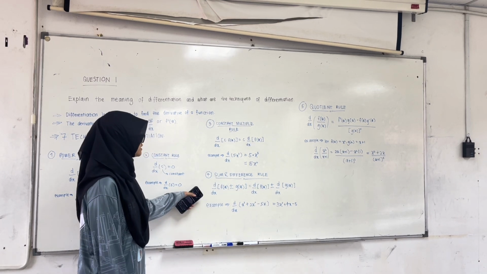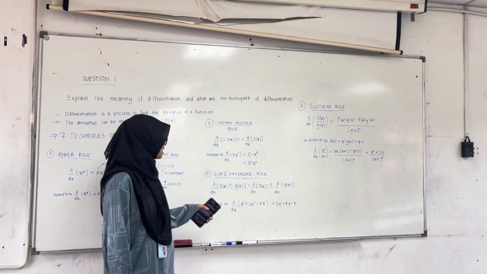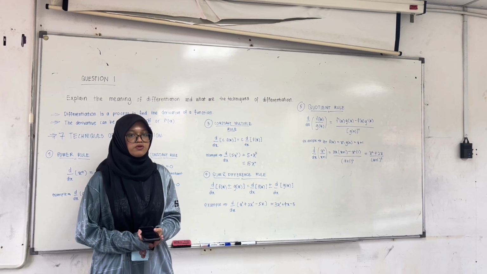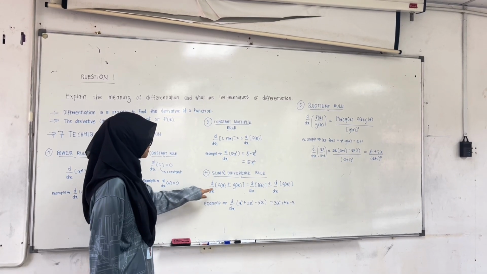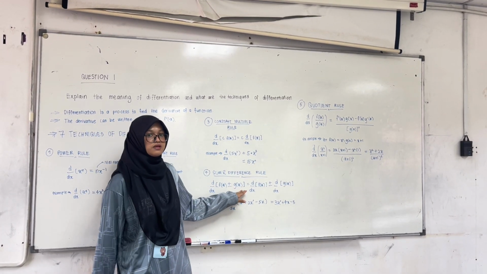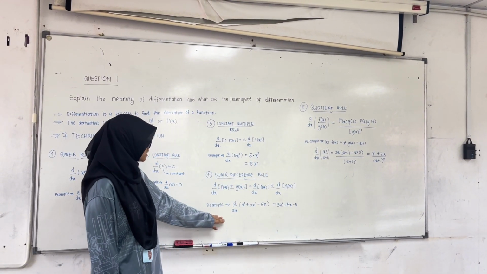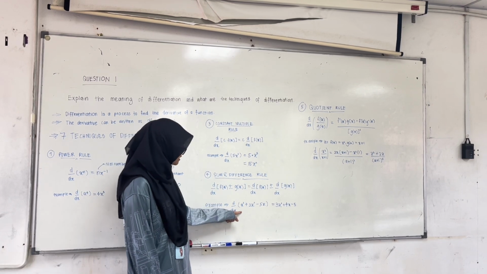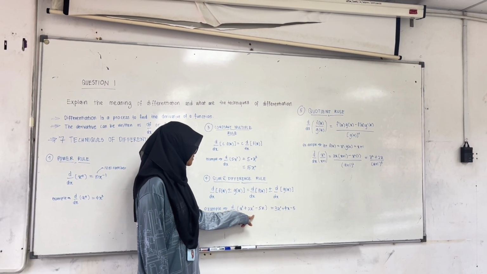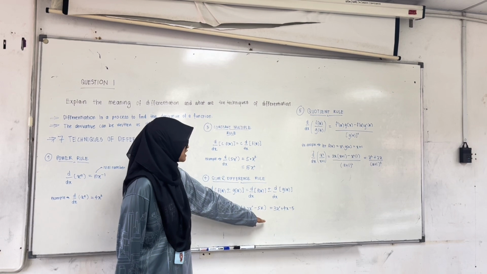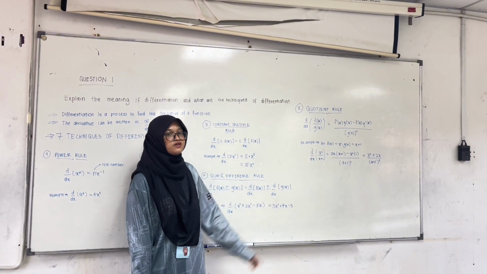The fourth one is the sum and difference rules. This rule is very straightforward. You just differentiate each term separately and then you will get the answer. For this question, it asks you to differentiate x cubed plus 2x squared minus 5x, and you will get 3x squared plus 4x minus 5 as your final answer.